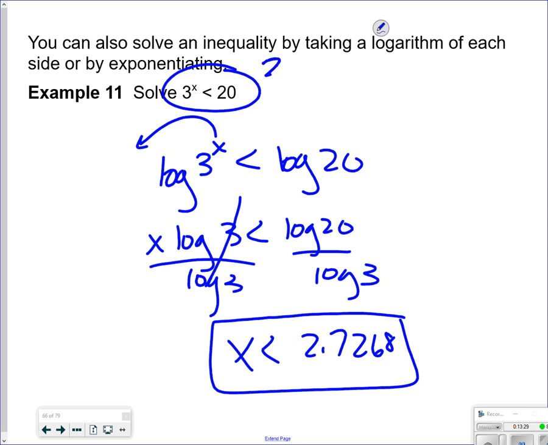Now, some of you are going to say, look at the original question. Is there a domain situation with the original question? Am I allowed to have positive values of x? Yes. Am I allowed to have negative values of x? Yes. So therefore, there is no domain issue. There's never a situation in which you have a log in which the x is the argument. So you do not have any domain issues if you take the log of both sides. If there's no log in the original question, there is no domain issue.